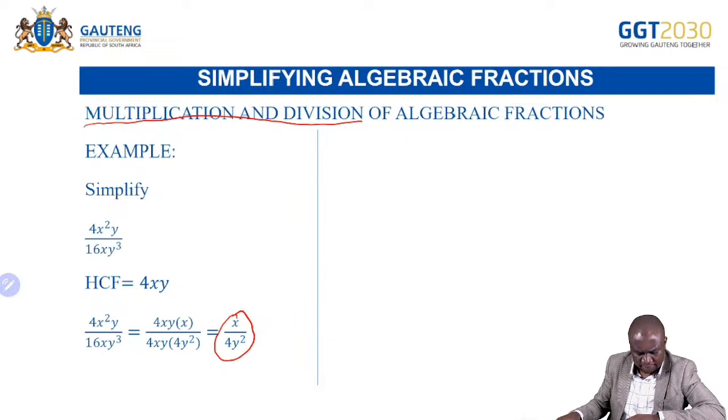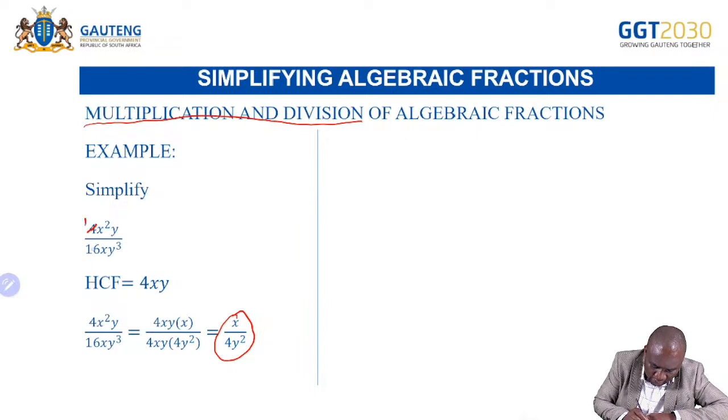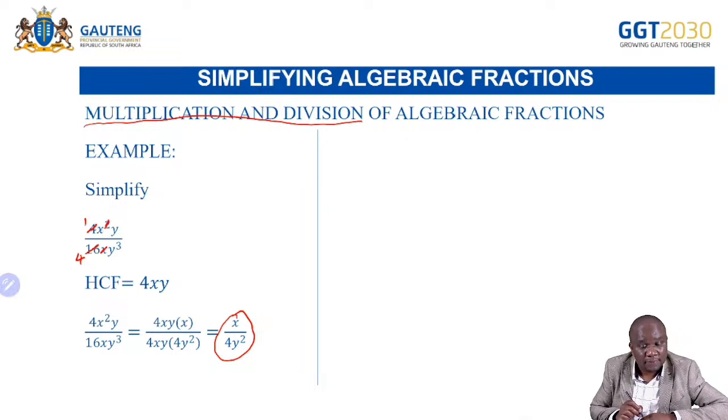Did I move fast there? Okay, let's do it the shorter way. 4 into 4 is 1, 4 into 16 is 4. Then we have 1x here, and x squared means there are 2 of them, so we cancel 1x and remain with 1x. Then y there, and we cancel 1y here, and remain with y squared. So it becomes x over 4y squared, which is this.